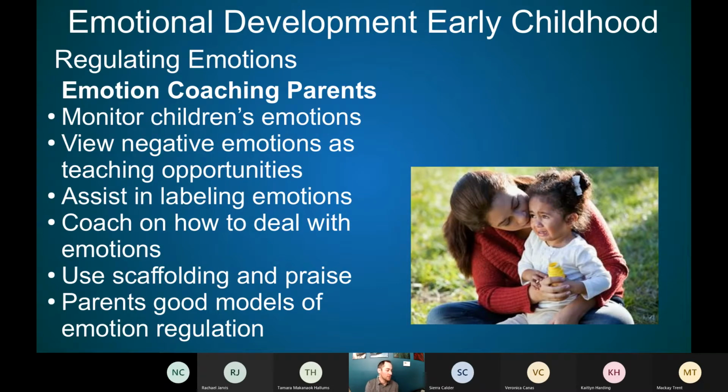So with this, an emotion coaching parent will help label emotions, especially in very young children. Labeling and understanding which emotion they're feeling is really useful. Coaching how to deal with that emotion, how to regulate it, what to do to solve the problems, using scaffolding, so teaching to their level. So when I mentioned the therapeutic setting, the stages that we took, that's an example of scaffolding. Teach to what they're capable of and then building on that skill. Praise or reinforcement is really good.